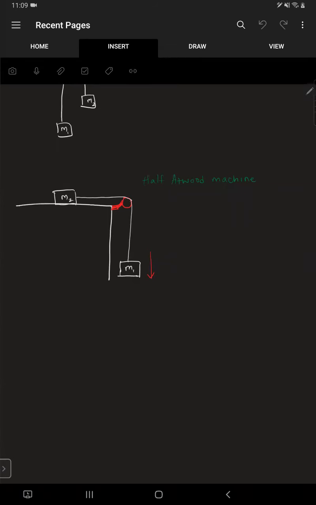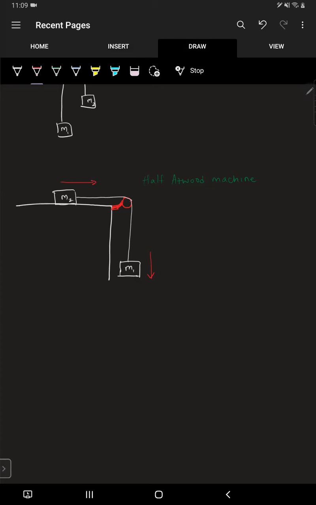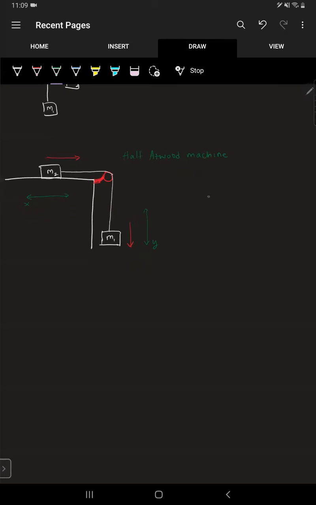M2 has to go to the right, and M1 has to go down. So that means that the x-axis for M2 is equivalent to the y-axis for M1. That's a difficult concept to understand, but if M1 is going down on the y-axis, then M2 needs to be going right on the x-axis.